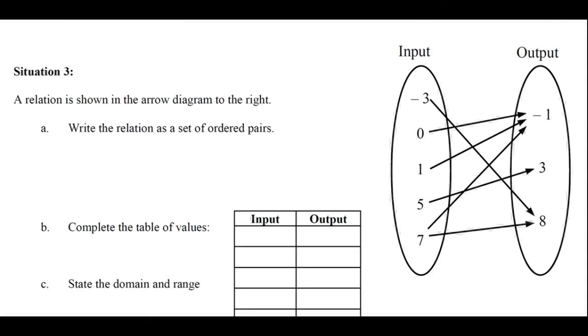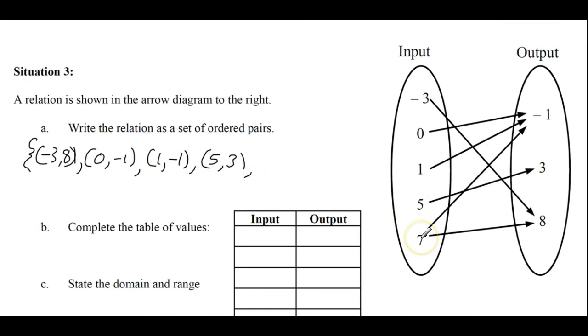Situation number 3. A relation is shown in the arrow diagram to the right. Write the relation as a set of ordered pairs. So let's start with our inputs. So it's a set. We have the ordered pair -3 goes with 8. -3, 8. 0, negative 1. 1, negative 1. 5, 3. And 7. Oh, wait a sec.